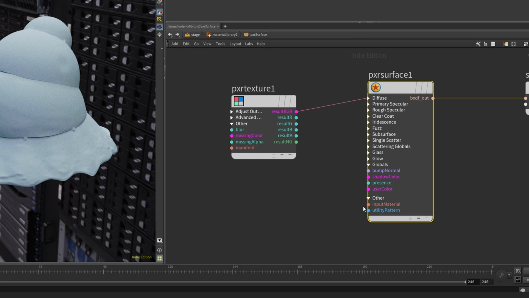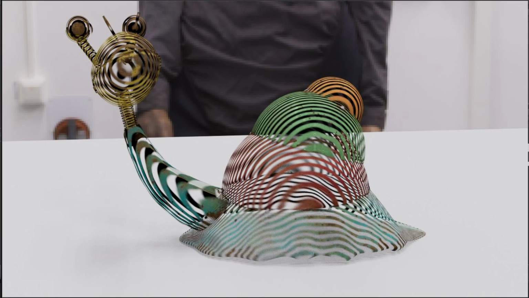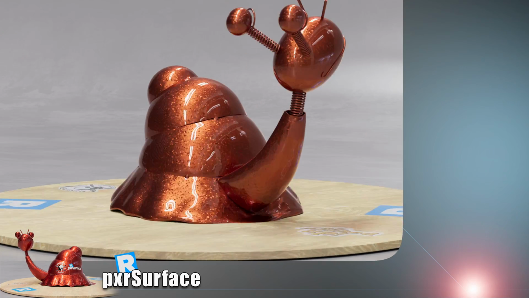You have here on the globals, you also have presence, and this is where you would input, for example, an alpha to cut out something in the object. In the next episode, we're gonna take a look at the diffuse components.